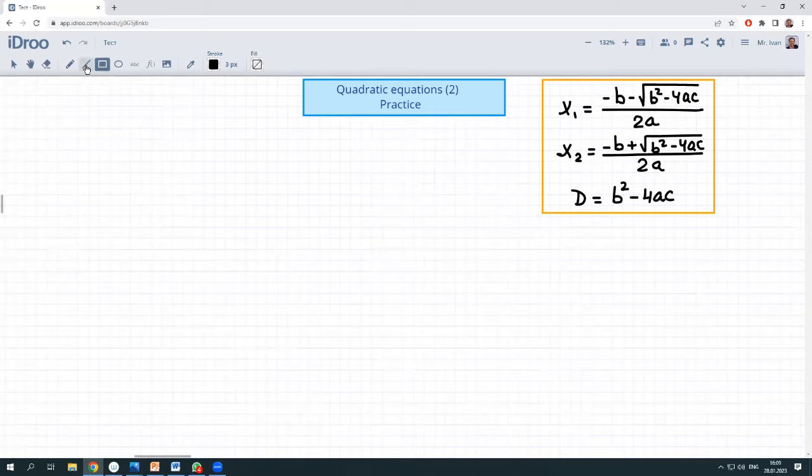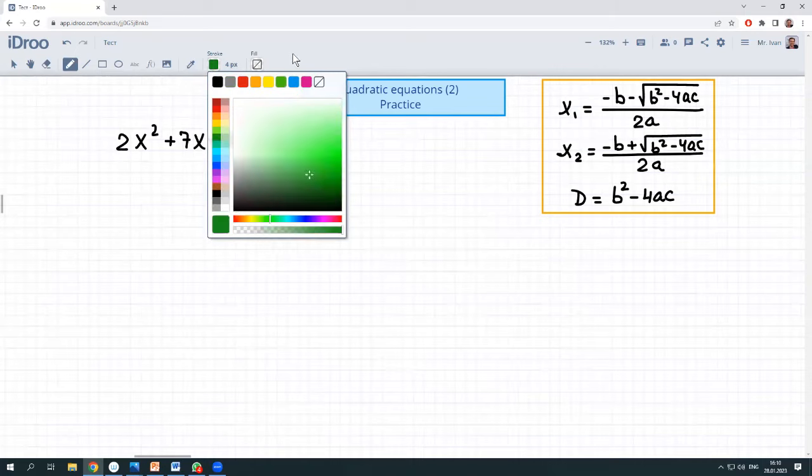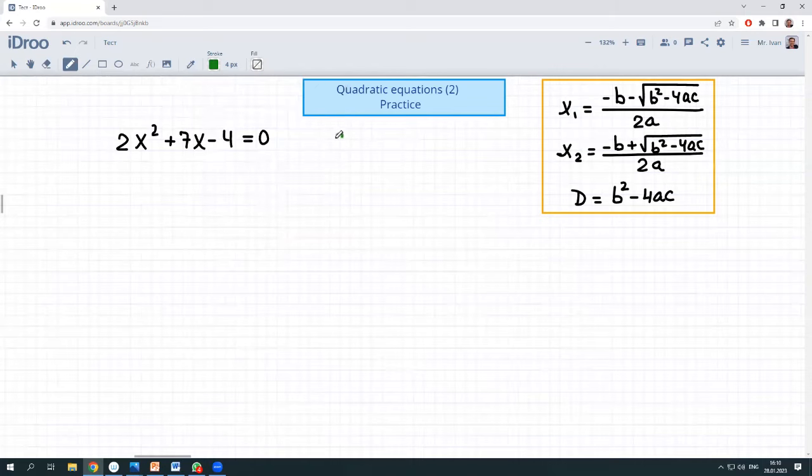So 2x squared plus 7x minus 4 equals 0. Let's compare this equation to the standard form, which is ax squared plus bx plus c equals 0. Obviously, here we have a equals 2, b equals 7, c equals negative 4.